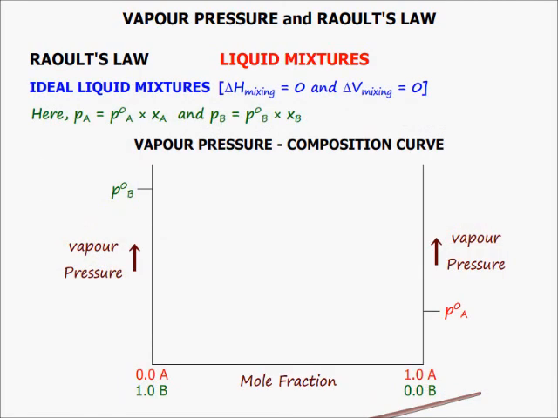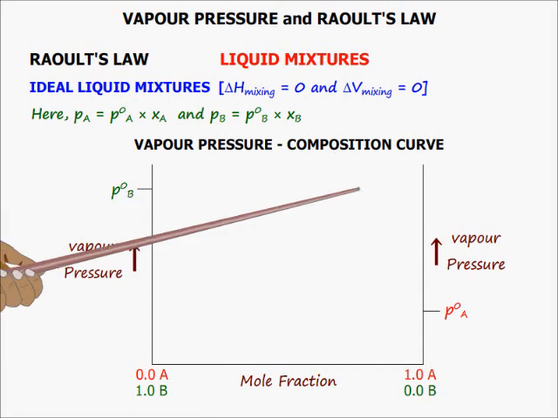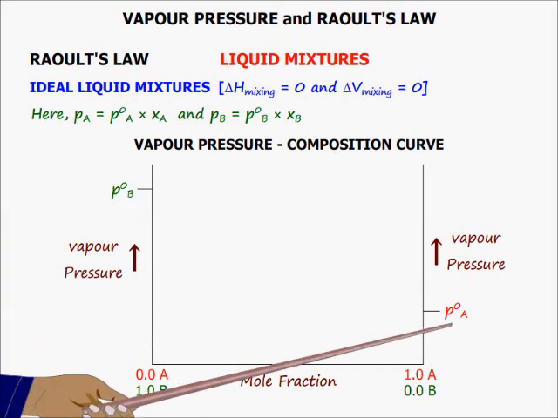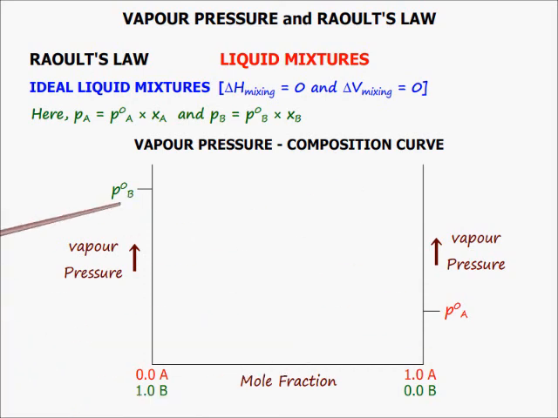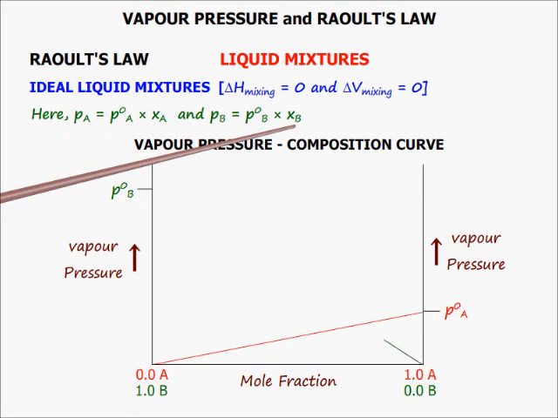This is represented in the vapor pressure composition diagram. This one is the vapor pressure of pure A liquid and this one is the vapor pressure of pure B liquid. Obeying Raoult's law, we may join the points by straight lines. The total vapor pressure is given by this line.